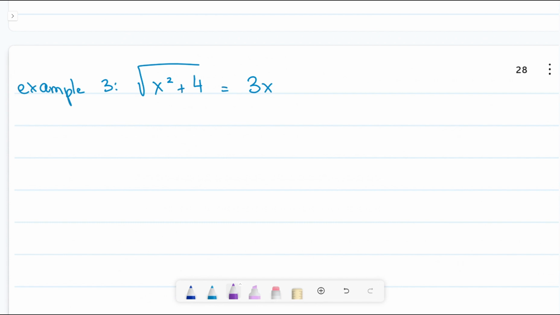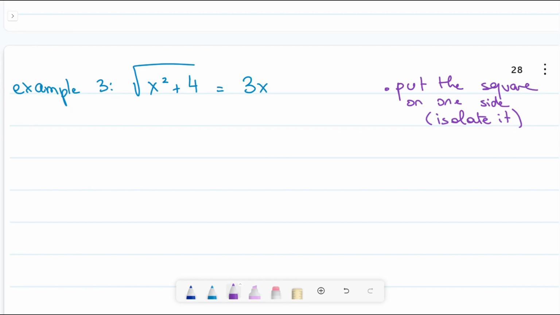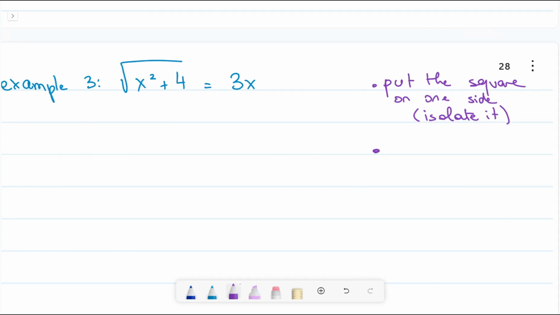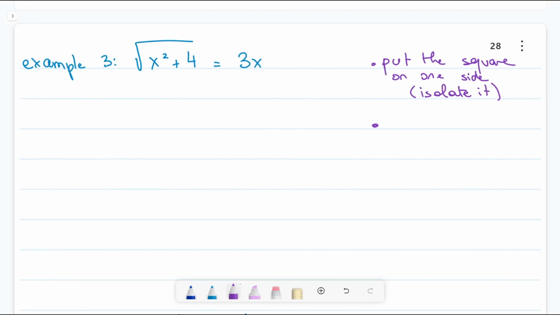Now our third example involves square roots. Square root of x squared plus 4 is equal to 3x. So the first thing we might do, put the square root on one side, isolate it. And it is already on one side, it is isolated, it is given this way. So this step is done. Our next step might be to square both sides.